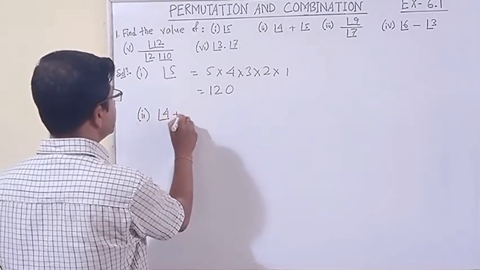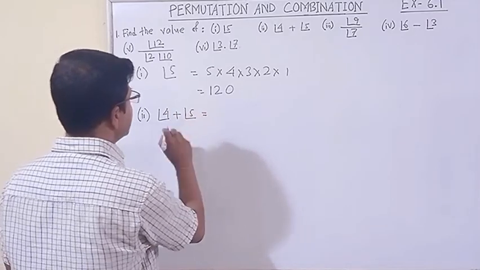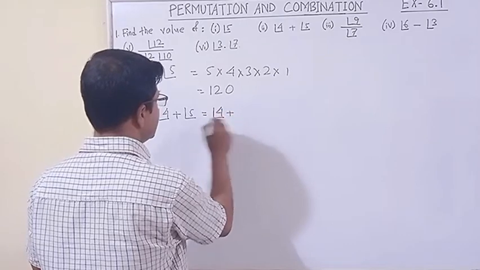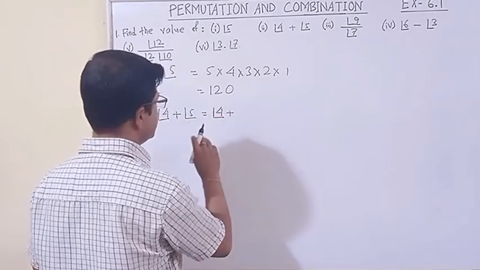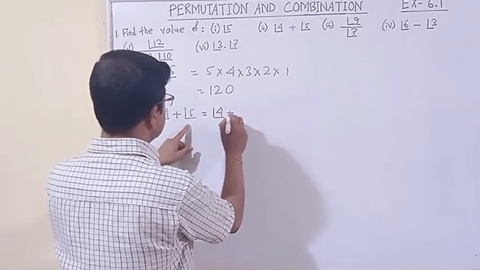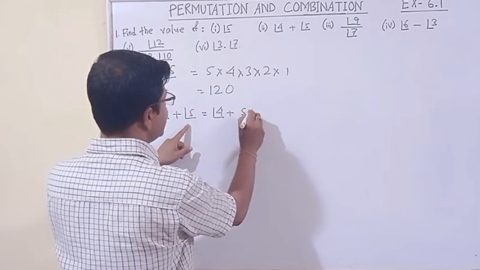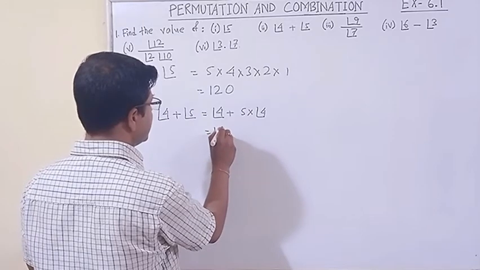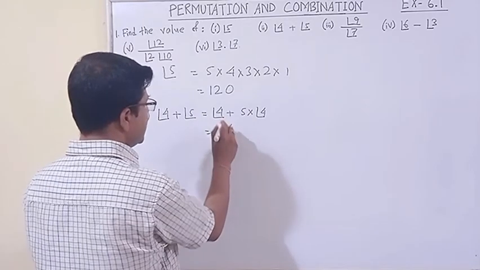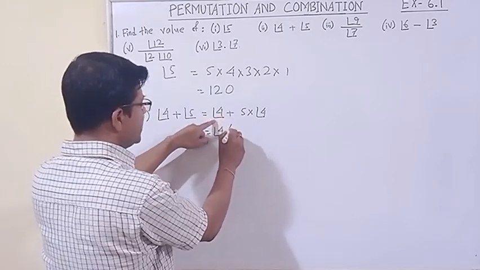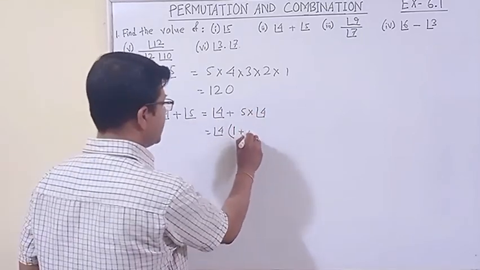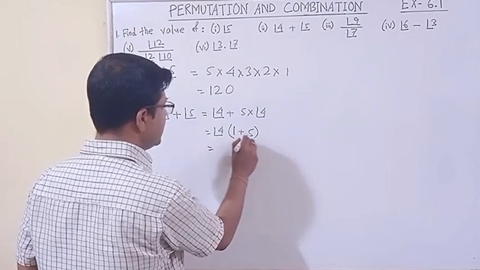Factorial 4 plus factorial 5. Okay, let us try to apply the identity or the formula that we have done just now. Factorial 5 means 5 into factorial 4. So what is common here? Factorial 4 is common. So what is left? If factorial 4 is common here, what will be left here? 1. And here if this is common, what will be left here? 5. So this is factorial 4 into 6.